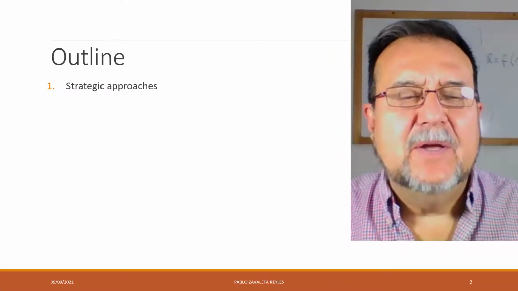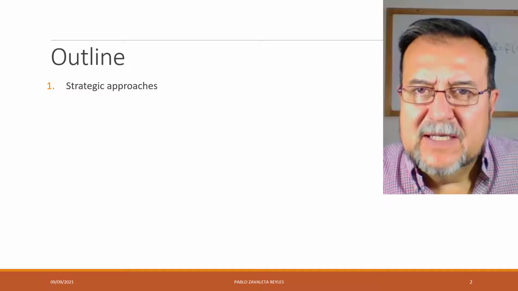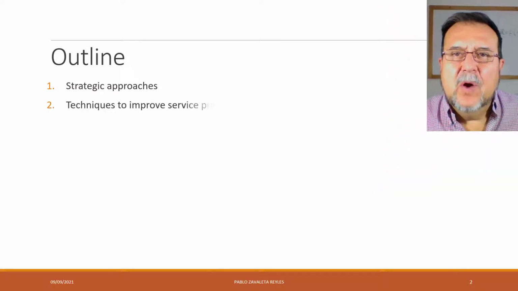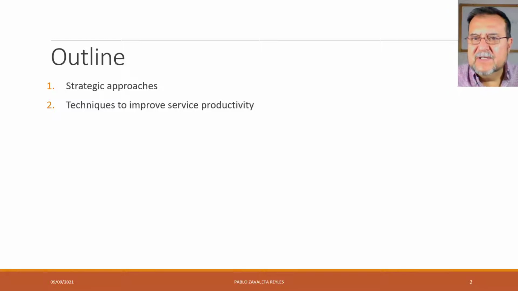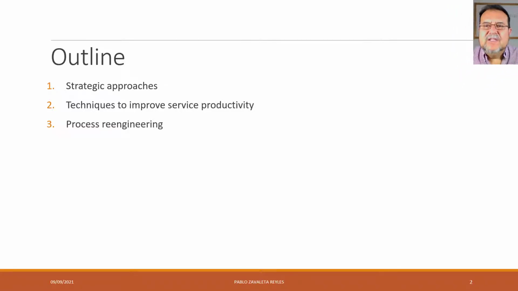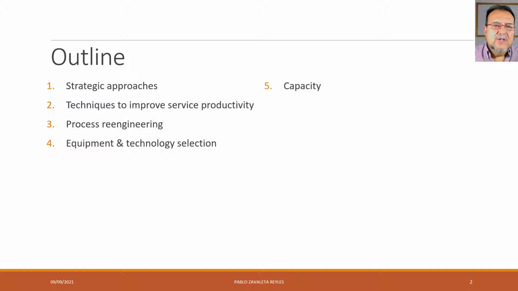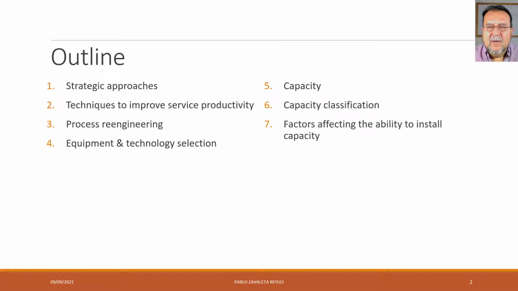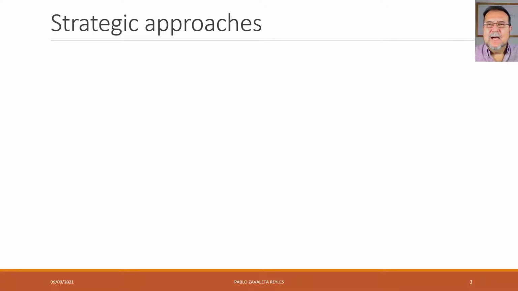The outline for this video begins with strategic approaches that we can use in operations, then we go on to techniques to improve service productivity. We talk a little bit about process reengineering and how we face it. We talk also a little bit about equipment and technology selection. Then we go on to capacity and capacity classification. And finally, towards the end of this presentation, we will be covering factors affecting the ability to install capacity and factors affecting capacity usage. So let's start directly with the strategic approaches.